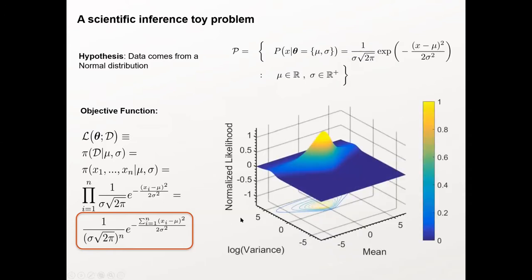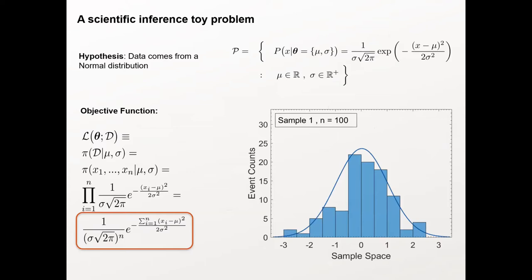So here is an illustration of this objective function in two dimensions, variance and the mean. And then our goal is to optimize this function to find the maximum, or sample this function to quantify the uncertainty in our problem, or integrate it to find out how good this Gaussian model is, how good of a fit is this Gaussian model to our data set. Okay. And finally, once we get the parameters, we can do a goodness of fit test and so on, right?